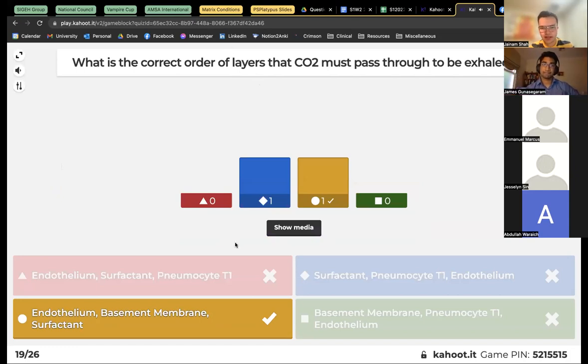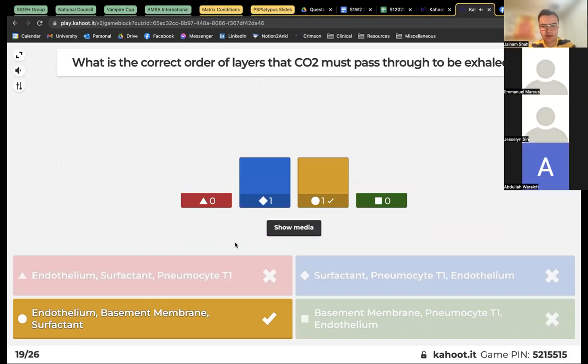Awesome. So let's see the ones that you guys have picked. So endothelium, basement membrane, surfactant, and then surfactant, pneumocyte, T1, endothelium. In this case, the answer is supposed to be yellow, because there are two kind of tricks to this question. The first is you need to know the layers. The second thing is it's asking about exhalation. When we think about the layers, we think about inhalation, when it goes from the alveoli into the blood. This time, because it's CO2, it has to go from the blood into the alveoli.